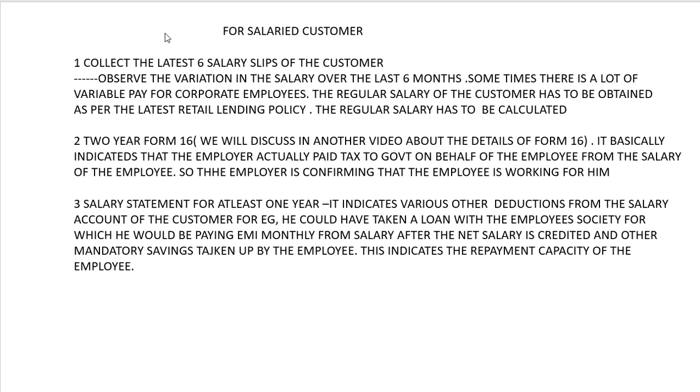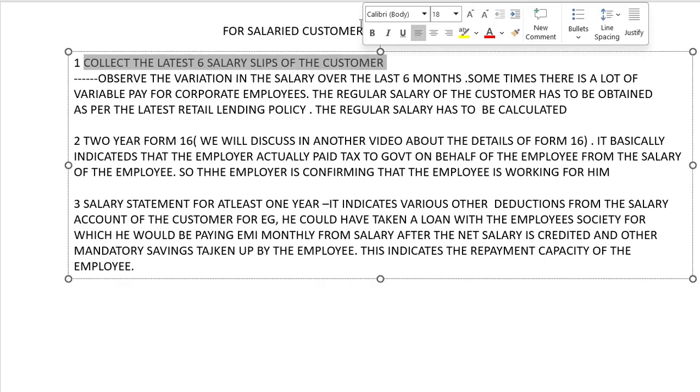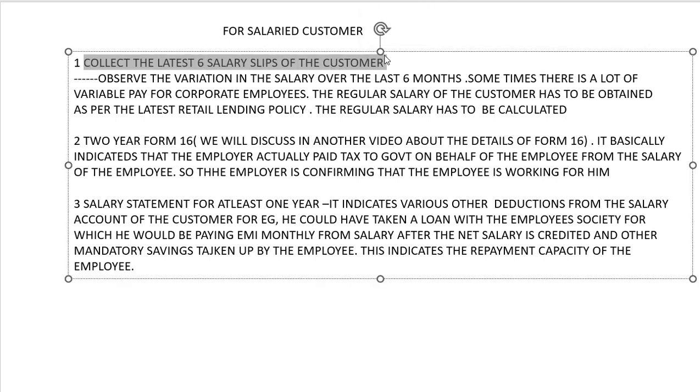So these are the 3 things that we have to take. These 3 things are mentioned in the slide: the pay slips, Form 16, and also the salary statement for at least 1 year.